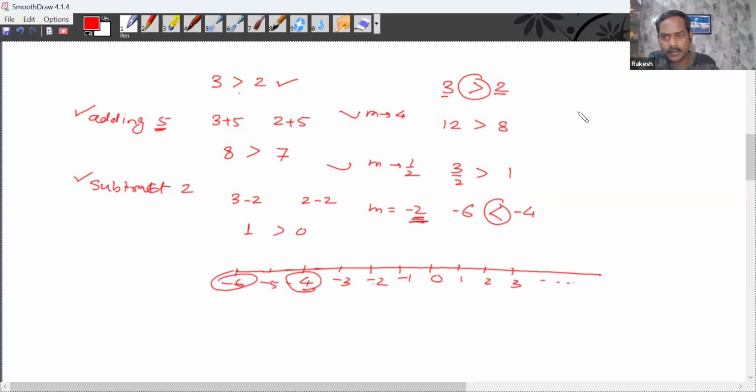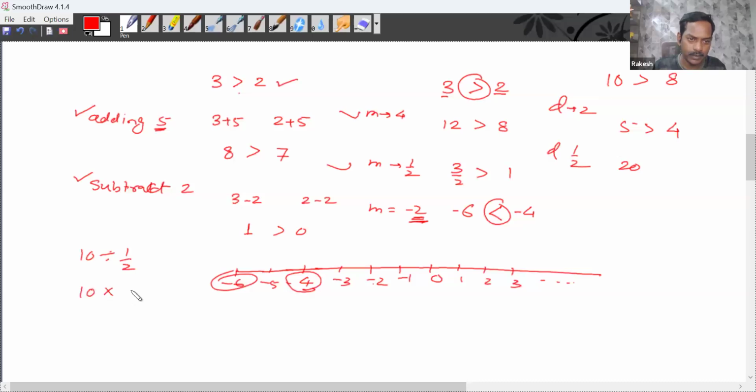Let's see. I'm taking another example, say 10 and 8. Correct? I'm dividing both the sides by 2. So here I'll be getting 5, here I'll be getting 4. Again, there is no change. I'm dividing both the sides by 1 by 2. So this will become 20 because 10 divided by 1 by 2 means what? 10 is multiplied by 1 over 1 by 2. This 1 over 1 by 2 actually makes it 2 over 1. So that will make it 20. Similarly, here it will become 16. Again, there is no change in sign.